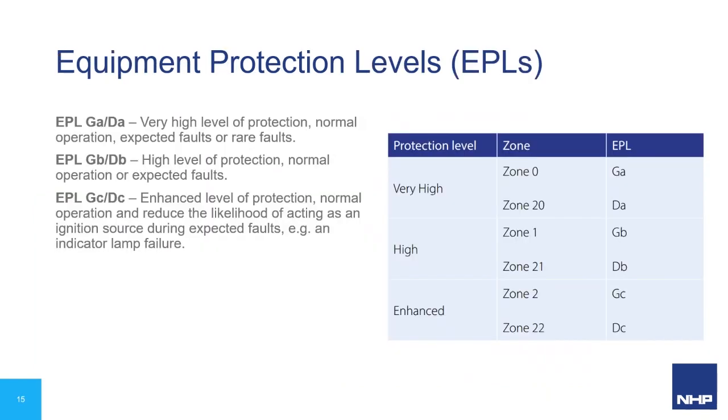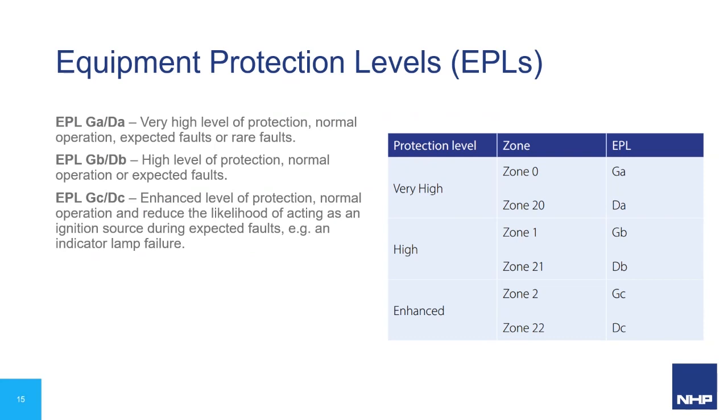So zones go hand in hand with what is called equipment protection levels, or EPLs. Now this puts the piece of equipment into a group that says whether it can be used in a particular zone. So they start with G or D for gas or dust respectively, and have a second uppercase letter to indicate the protection level, either A, B, or C. So A is good for zone 0, B is good for zone 1, and C is good for zone 2. And the same for dust zones 20, 21, and 22 respectively, where A is good for zone 20 and C is good for zone 22.